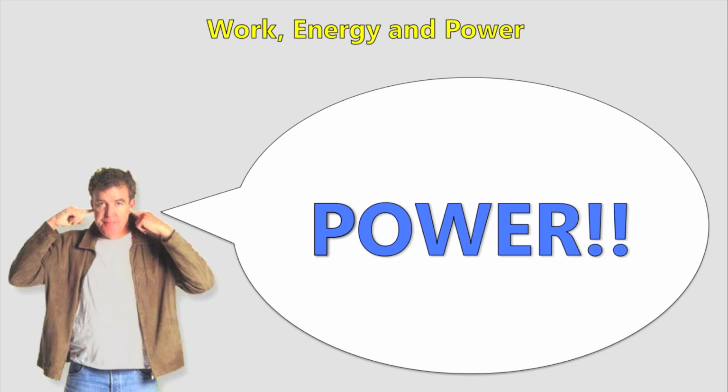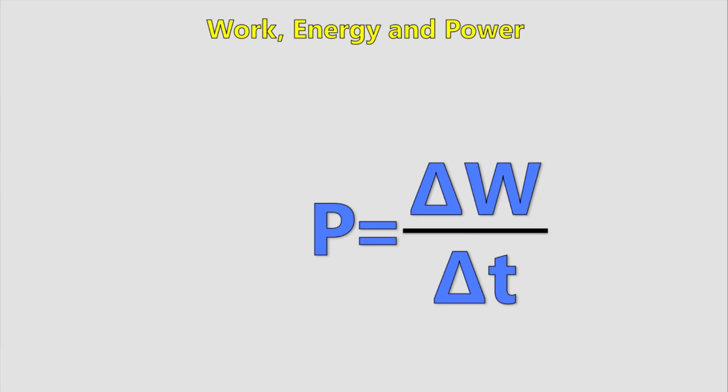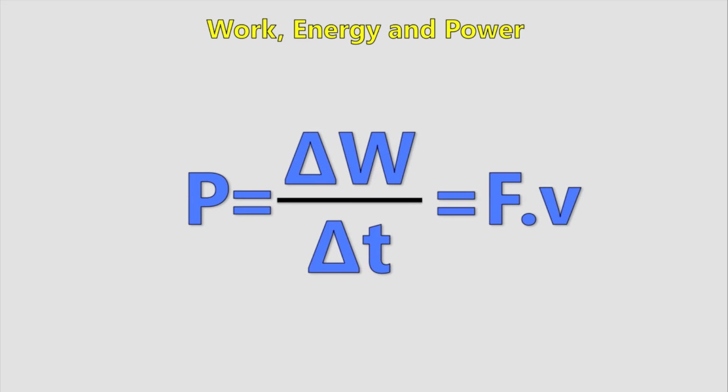What is the unit of power? Found using the change in energy over time or the change in the work done over time. Using what we know about work done, you can find the power output is just F times V, the output force and the speed or velocity of the object.